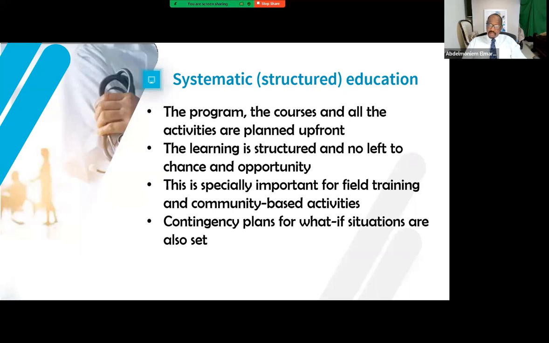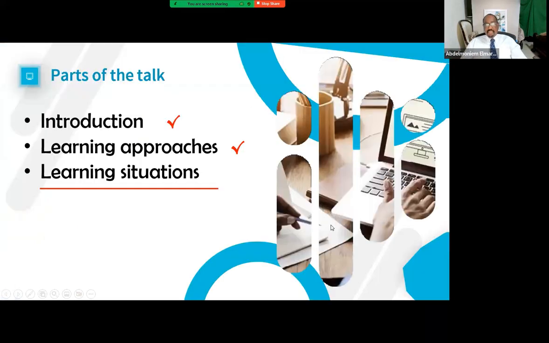You need to structure them so that you don't leave it to chance and opportunity. And contingency plans for what-if situations are also set. If they go for a rotation for a whole month expecting to see a case of appendicitis or a case of gastrointestinal bleeding or whatever, and they don't see it by chance, what if that happens? You need to put contingency plans to cover these deficiencies.